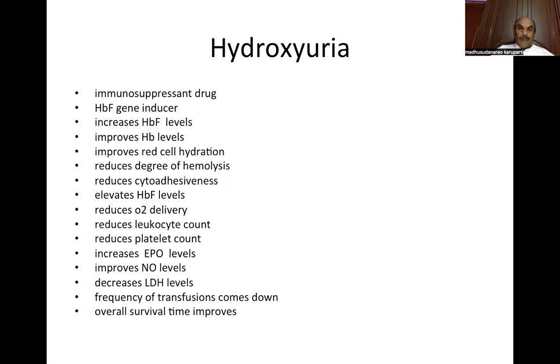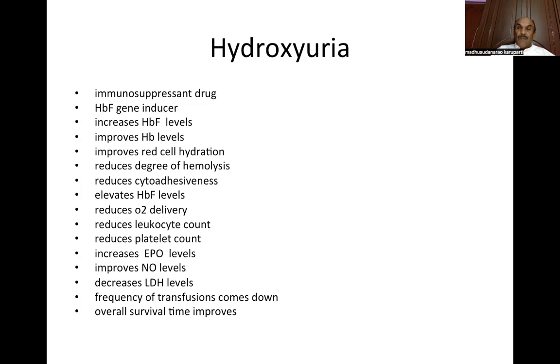Then coming to hydroxyurea. It is the mainstay in the treatment of sickle cell disease. It is the modifier of fetal hemoglobin. It is used as an immunosuppressant drug. It is a fetal hemoglobin gene inducer. It induces HbF levels, improves hemoglobin levels, improves red cell hydration, okay? Reduces the degree of hemolysis, reduces cytoadhesiveness. This is a very important factor.